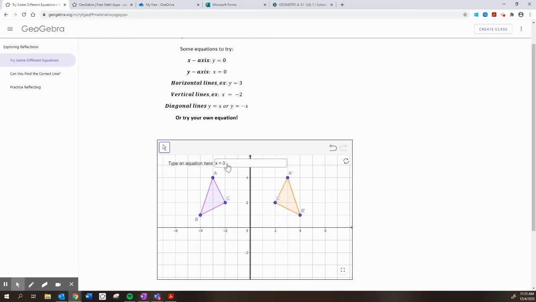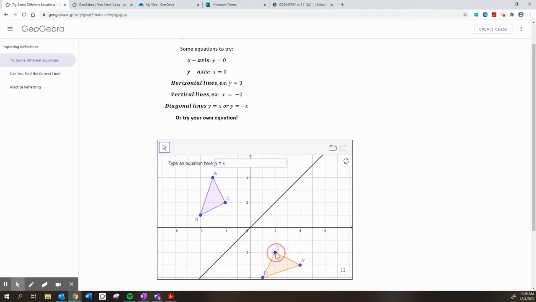And then we even tried some other things, like a different vertical line, x equals -3. That is kind of interesting, because when you do that, the line goes through the purple triangle, so the orange triangle is flipped over right on top of it. We even tried some diagonal lines like y equals x, and you can flip over those things.